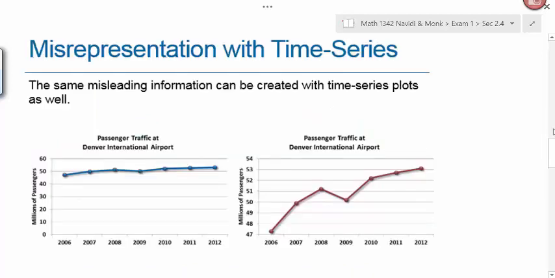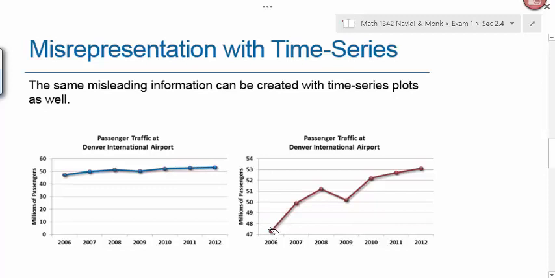You can also have misrepresentation with time series. The same misleading information can be created with a time series plot. If we start our time series graph down here at 0 for the baseline, we see that there's not a whole lot of difference between the passenger traffic at Denver International Airport.